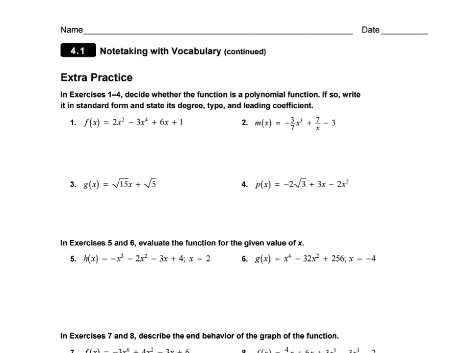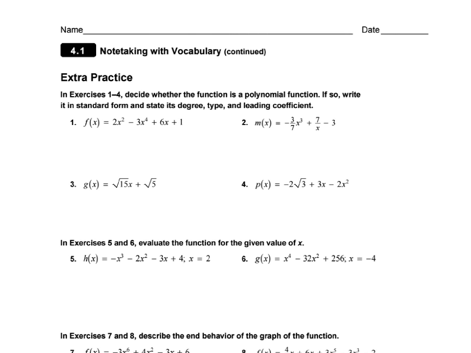Okay, so examples 1 through 4. You have to decide whether the function is a polynomial function. If so, write it in standard form, state its degree, type, and leading coefficient. Okay, and just a reminder that standard form means that you are writing it from biggest degree to smallest.